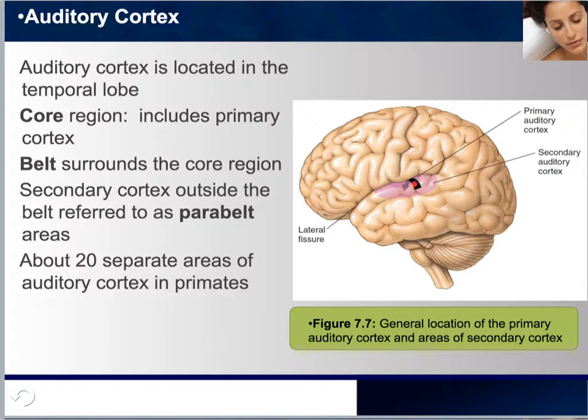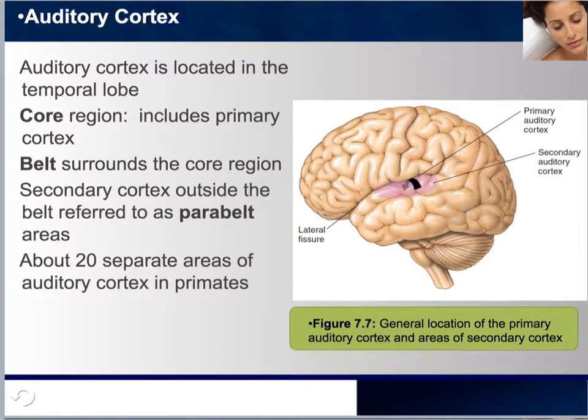We would actually have to go inside and be able to feel if you were to put your hands on this in here. The belt is what surrounds the core region, and this secondary cortex, which is the lighter shade of pink in here, would be referred to as the parabelt area. Please note this is very close in some way to the occipital lobe, and we will see how there can be a relationship between the two.